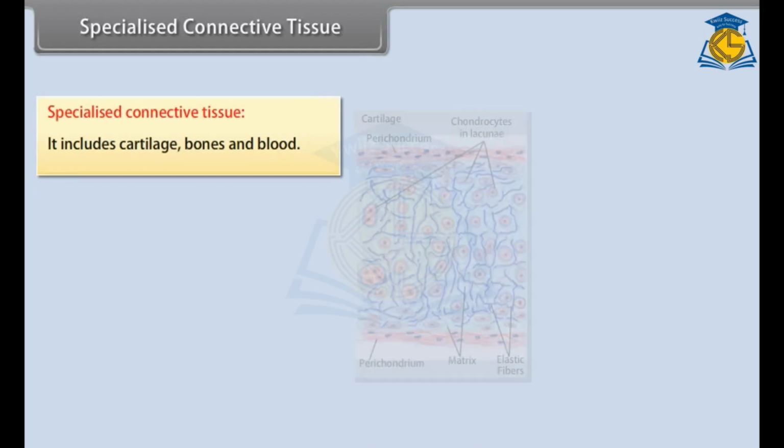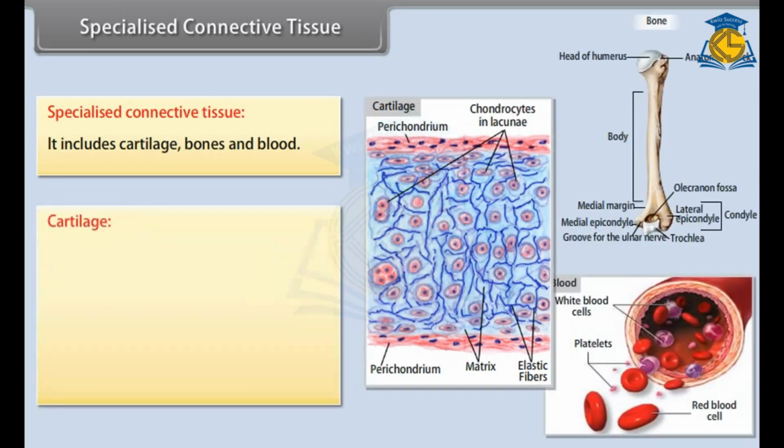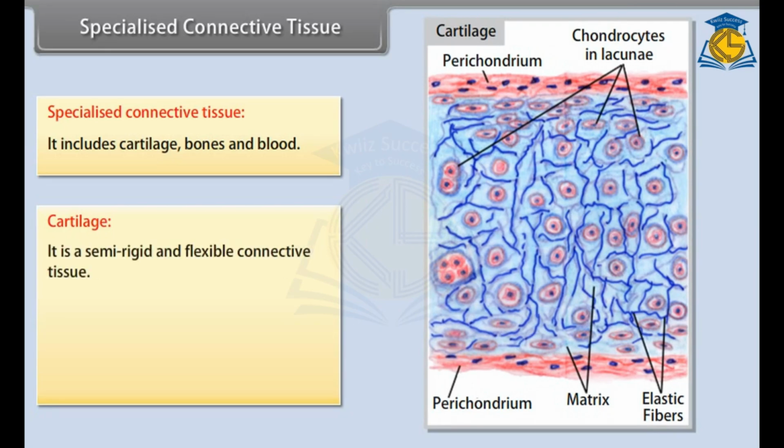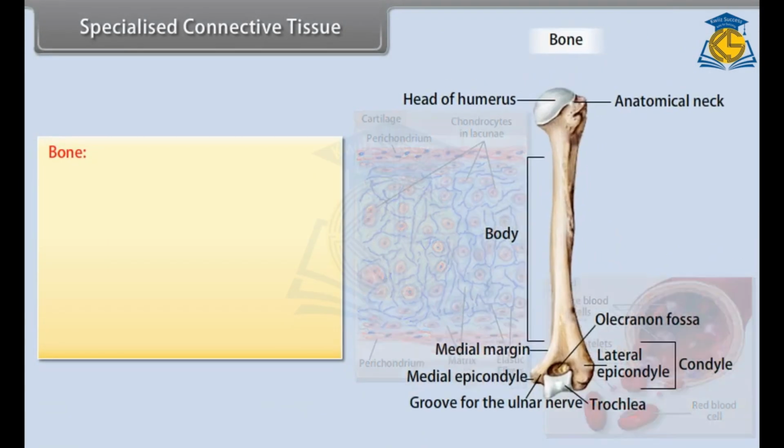Specialized connective tissue. It includes cartilage, bones, and blood. Cartilage. It is a semi-rigid and flexible connective tissue. The matrix is solid, flexible, and resists compression. The cells of this tissue, called chondrocytes, are bluntly angular and occur in clusters of 2 or 3 in each lacunae in the matrix.